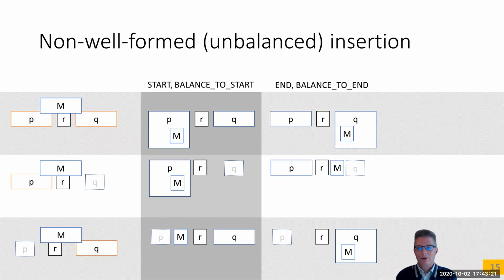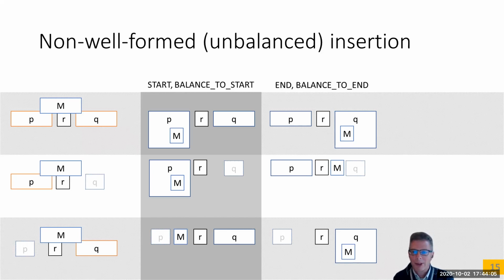If we use start or balance to start strategy, M will be made empty, an empty element, and it's inserted at its start position, which by definition always is within one element. In the first case, that's inside P when you use start, and in the end strategy, M is now fully contained in Q because we've collapsed to the end position. It's very similar for the other cases where M only cuts across an existing element at either the start or the end position. It's collapsed to the start or end position and inserted at that position in the tree.